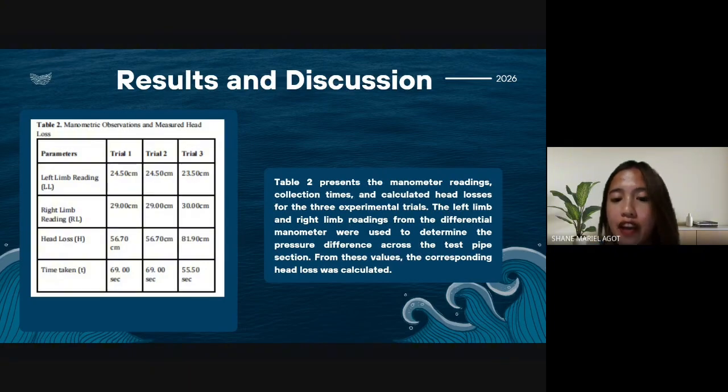The collection time for both trials was also the same, which is 69 seconds, showing that the flow conditions remained similar. In trial 3, there is a big difference. The right limb increased to 30 centimeters, while the left limb slightly decreased to 23.50 centimeters. This created a larger pressure difference, which resulted in a higher calculated head loss of 81.90 centimeters, and the collection time also became shorter at 55.50 seconds, indicating that the water flowed faster through the pipe.